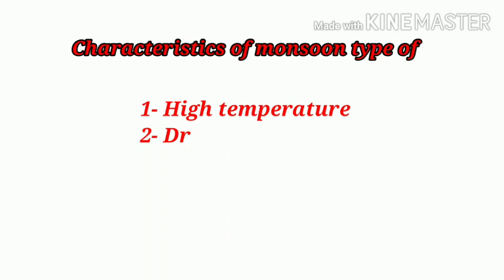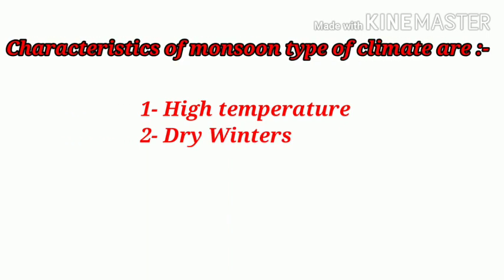Now what are the characteristics of this kind of climate? The main characteristics of this type of climate are, first of all, high temperature and dry winters. But just because India is divided by the Tropic of Cancer, and in the northern part of India there are the Himalayas, and the southern parts are surrounded by two seas and one ocean, that's why we can see distinctive climate conditions in India.